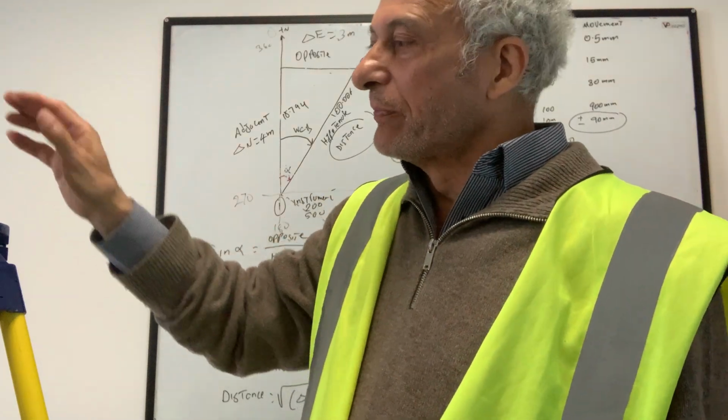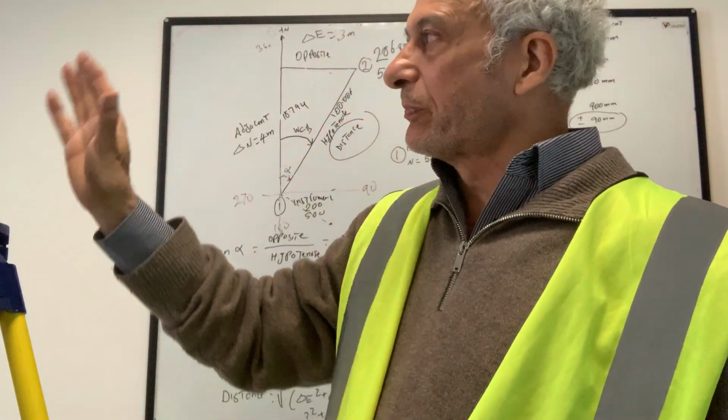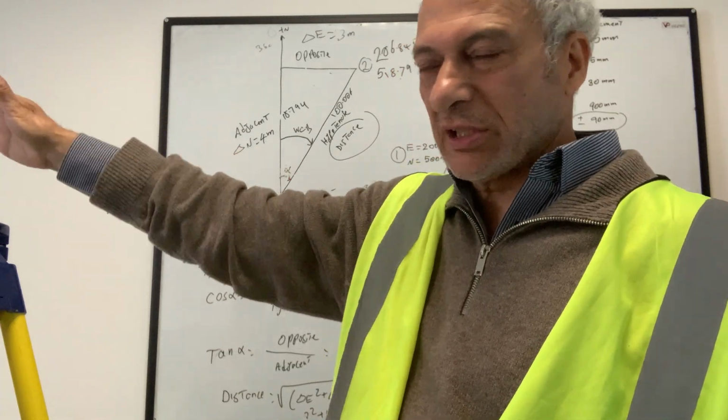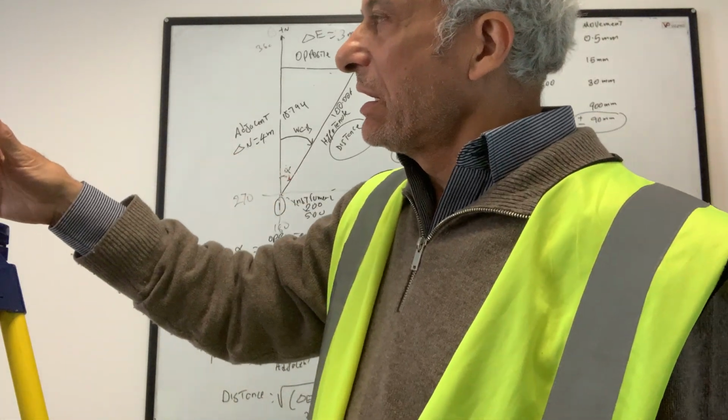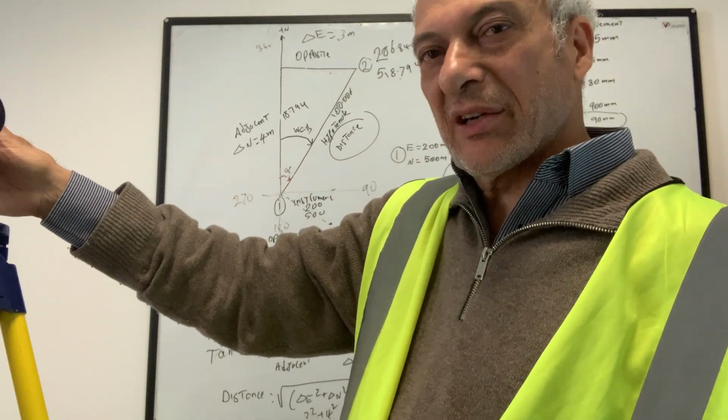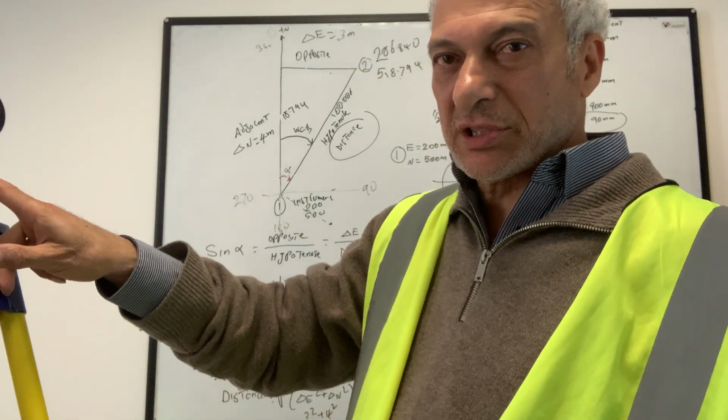So what they used to do is to set it to 0, sight to a target. You can put a mark on the wall and set it to 0 degrees. And then an assistant is holding a staff. You sight to the staff, and you can read the angle on the screen.